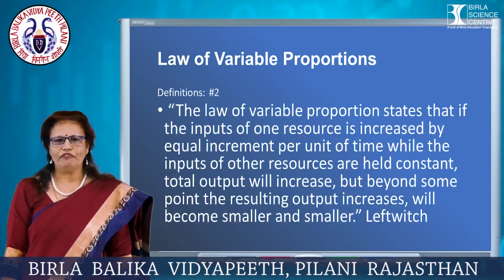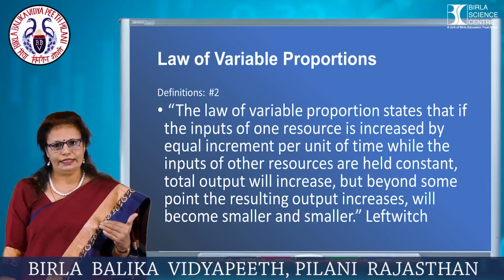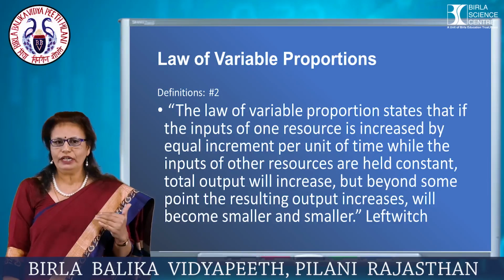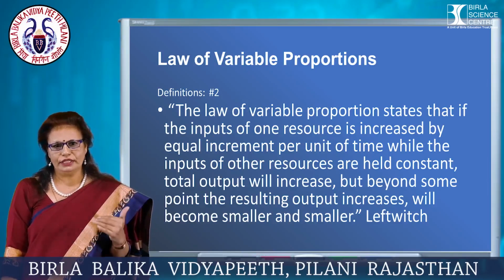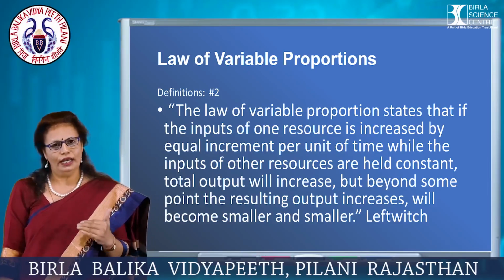Second definition is of Leftwich. The law of variable proportion states that if the input of one resource is increased by equal increment per unit of time while the inputs of other resources are held constant, total output will increase. But beyond some point, the resulting output increases will become smaller and smaller.